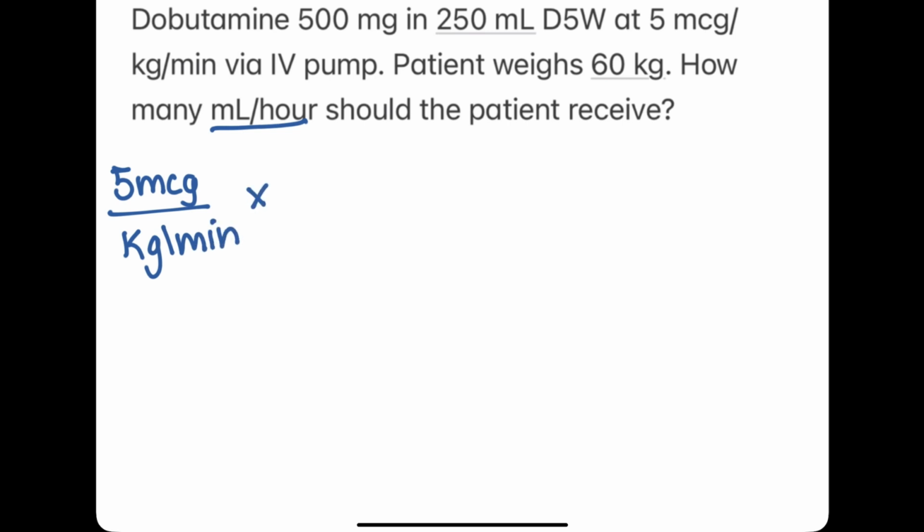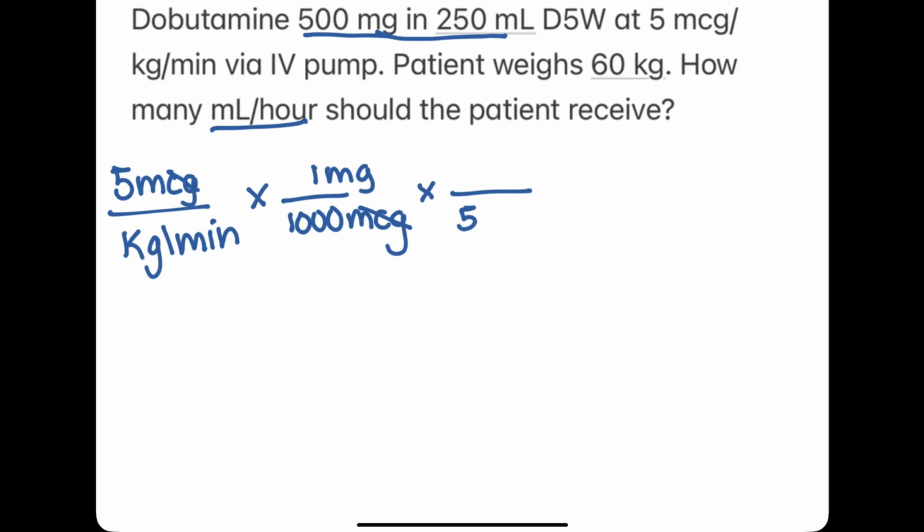So we know that mcgs need to cancel out, but what we have available is in mg. So we're first going to have to convert mcgs to mg. So we know that there's 1,000 mcgs in 1 mg. So mcgs will then cancel out. Now we can use the mg in the problem. So 500 mgs in 250 mLs. So mgs cancel out, and we're left with mLs per kg per minute.